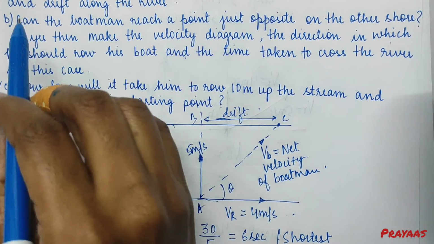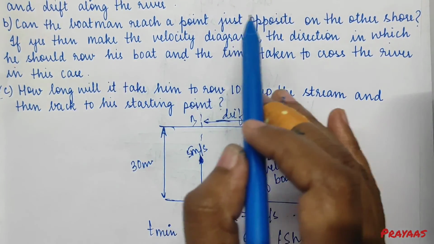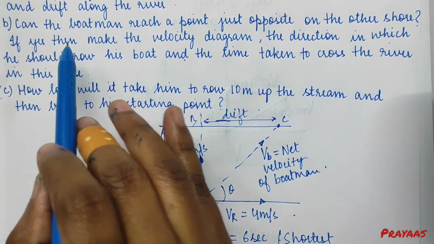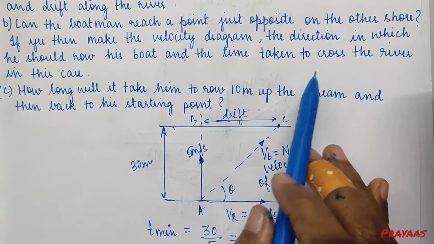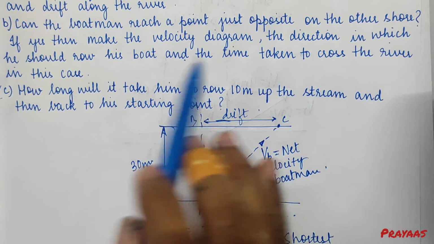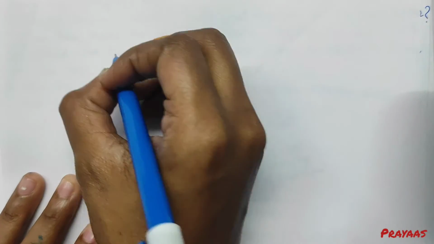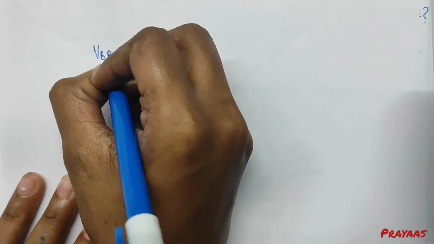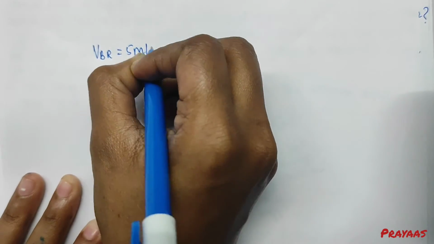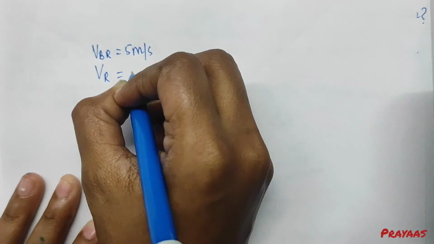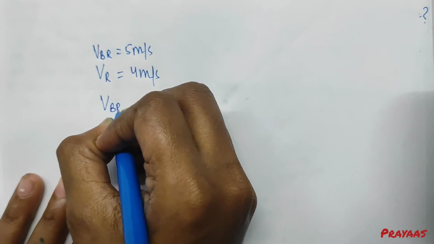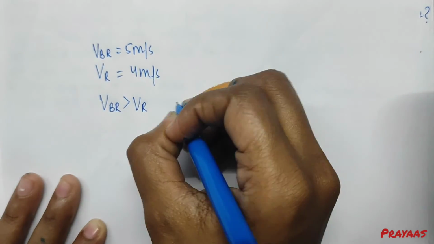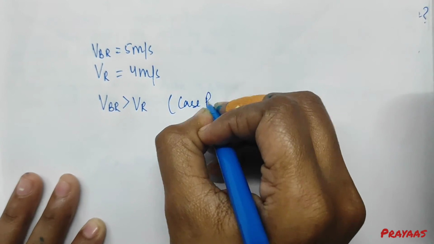Now the next part of the question. Can the boatman reach a point just opposite on the other shore? If yes, then make the velocity diagram, the direction in which he should row his boat, and the time taken to cross the river in this case. For this case, I know that VBR is equal to 5 meter per second and the velocity of the river is given as 4 meter per second. Since VBR is greater than the velocity of the river, this case is possible.